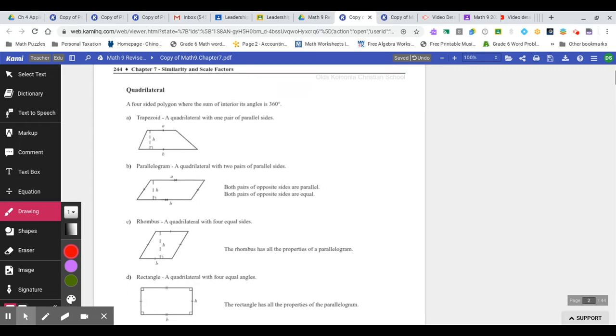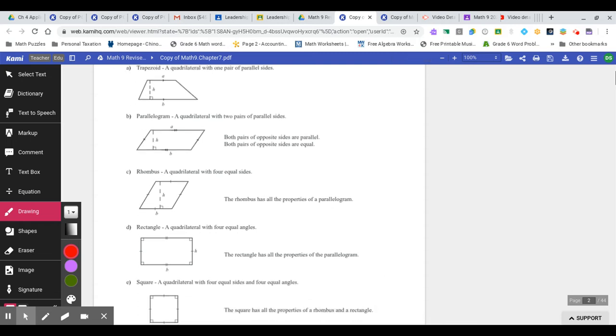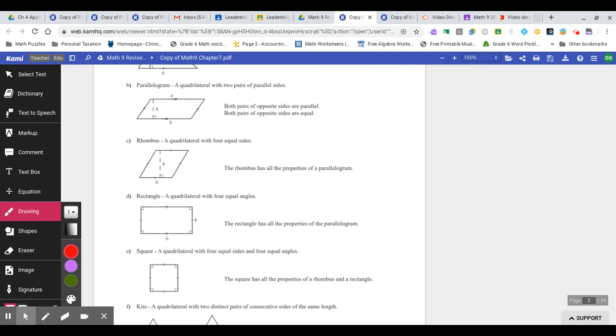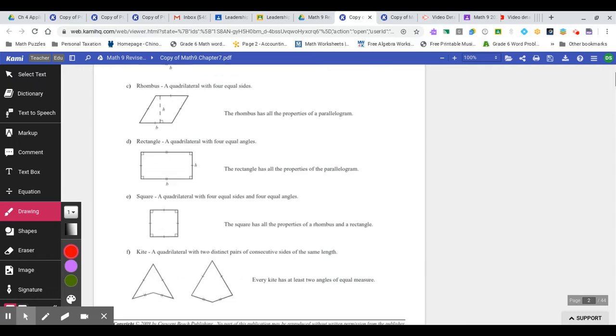All right, quadrilaterals, 4 sides. A 4-sided polygon, no matter what the shape it has, if all 4 sides connect, it's going to have 360 degrees. So there's just some shapes for you to see and some definitions. Rhombus is kind of a fun shape. It has 4 equal sides, but they are not 90 degrees in the corners. That would be a square. But anyway, and then we have some rectangles and squares.